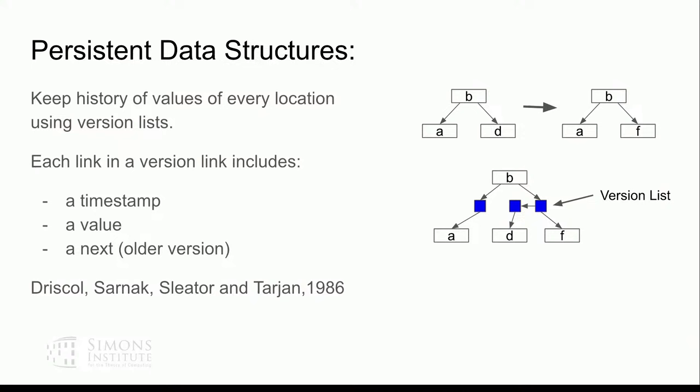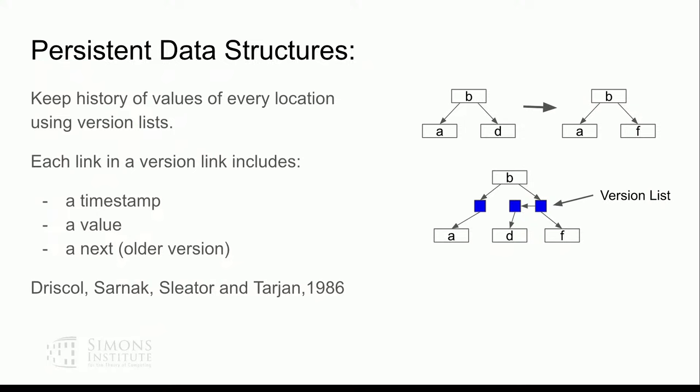They're actually a really cool idea. They originally appeared in a paper by Driscoll, Sarnak, Sleator, and Tarjan. Here we got Sleator and Tarjan showing up again. The idea is that you keep a history of the values of a location. Normally when you write to a location, the old value disappears. Instead, we keep a history. So if we change a value from D to F, we keep a linked list of what the value looked like over time.